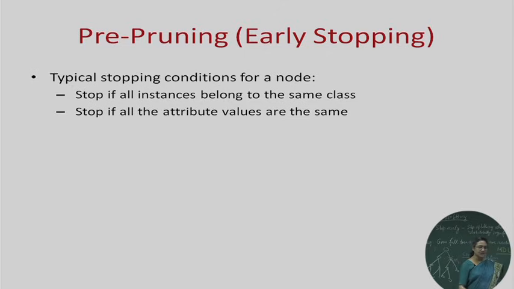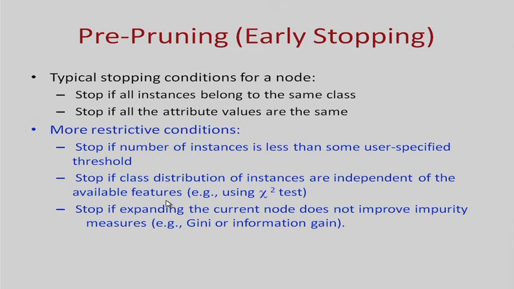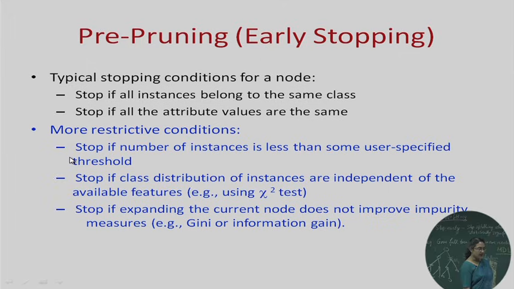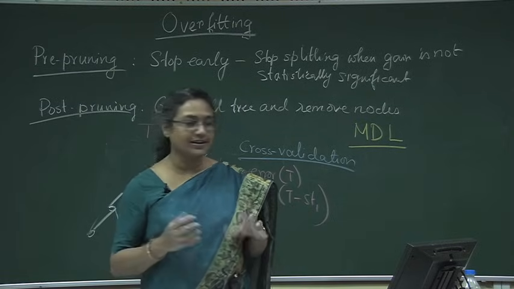So, typical stopping conditions for a node are, in a normal decision tree without pruning, you stop if all instances belong to the same class, or if all instances have the same value. And if you want to use pre-pruning, you introduce some more restrictive conditions. For example, you stop if the number of instances at that node is too small. You stop if the class distributions are independent of the available features using some statistic, we will not talk about it in detail. Thirdly, you stop expanding the node if the improvement in the information measure is not statistically significant.